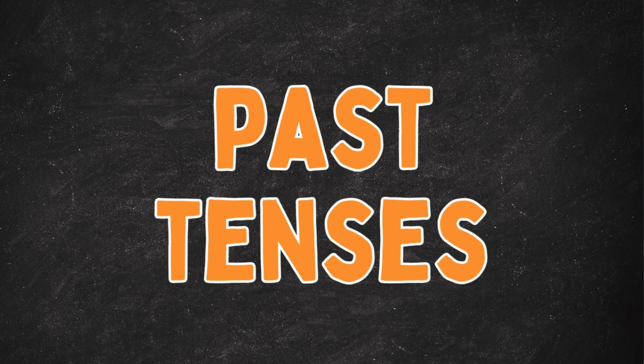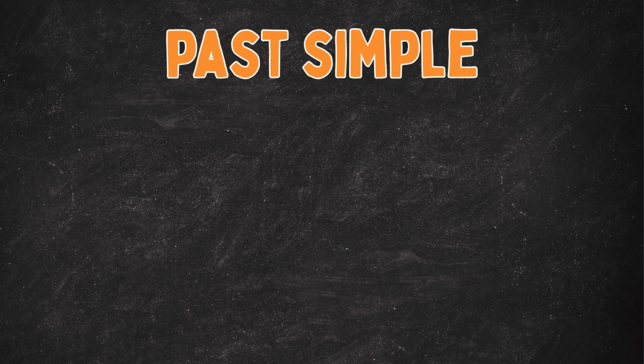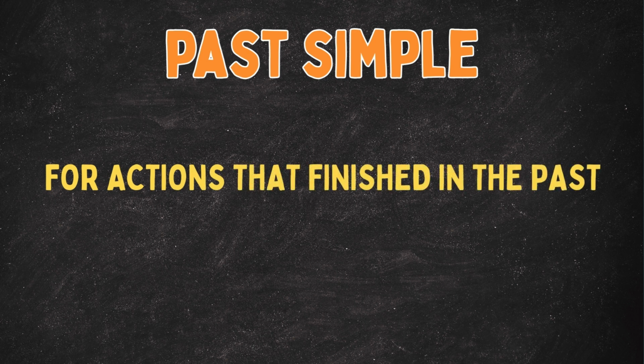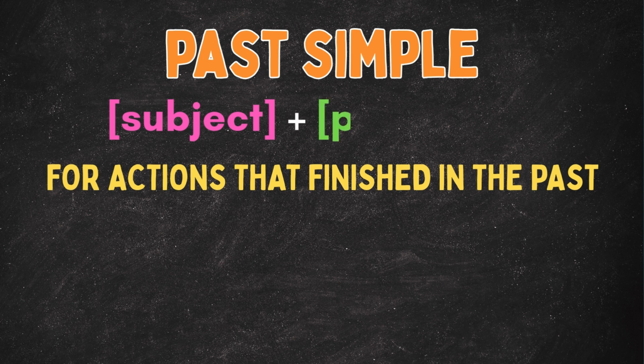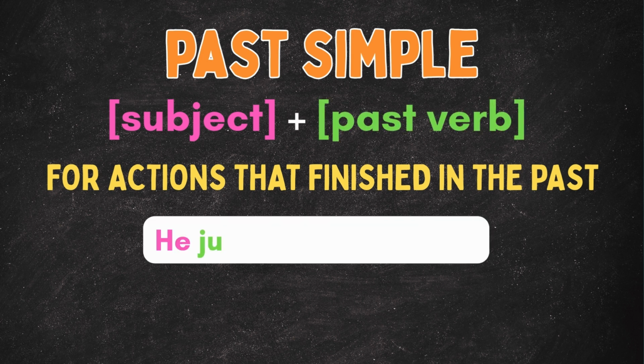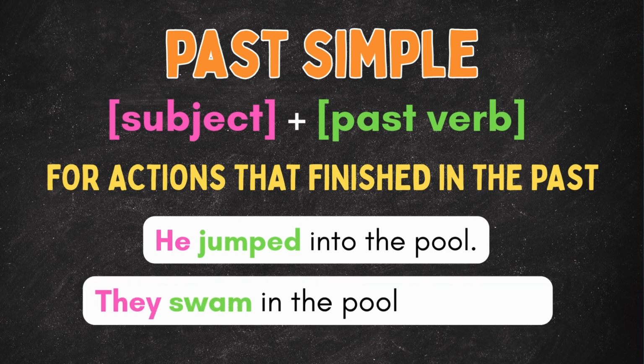Now, the past tenses. Past simple. The past simple is used for actions that finished in the past. The sentence structure consists of subject plus past tense verb. For example, he jumped into the pool. They swam in the pool yesterday.